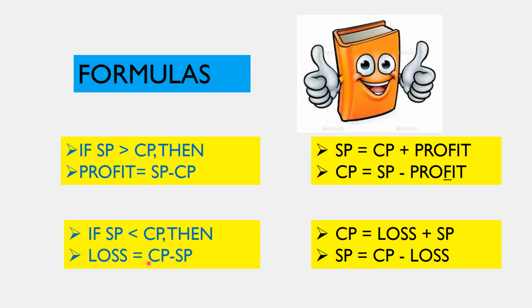So CP will be equal to SP, as SP will go to this side, so SP plus loss or loss plus SP. And if SP is in minus, you take it to this side. So SP will be equal to CP, and loss is in addition, so it will go to the other side and come in subtraction. So SP is equal to CP minus loss. So you have derived two more formulas from loss is equal to CP minus SP. So CP is equal to loss plus SP and SP is equal to CP minus loss.